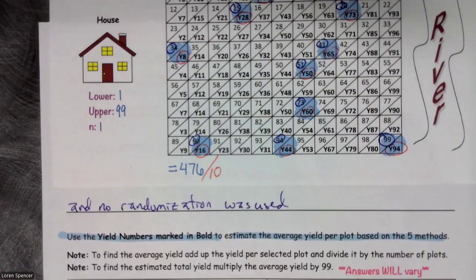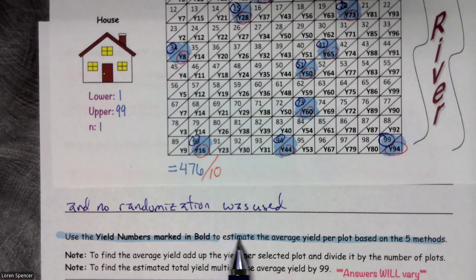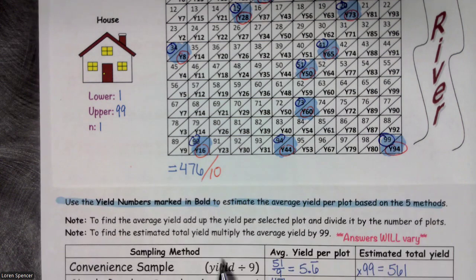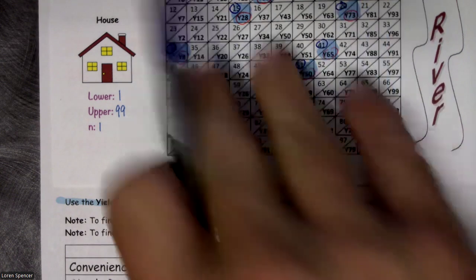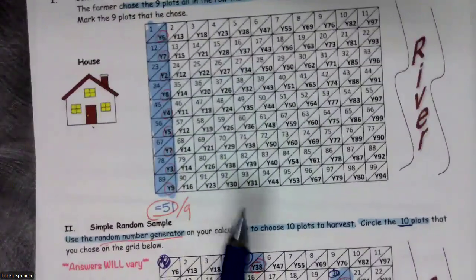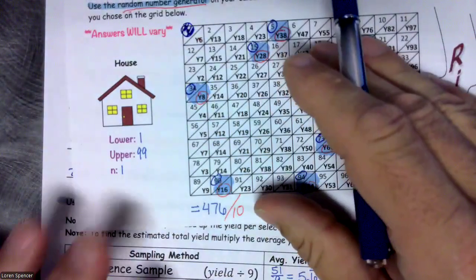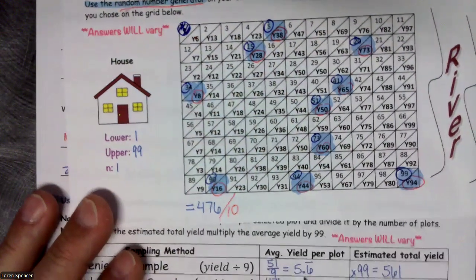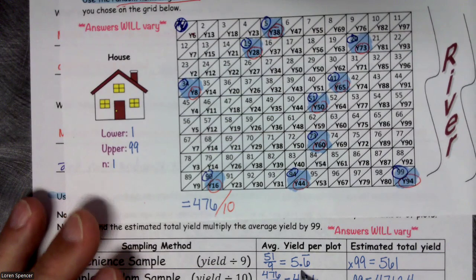So it says use the yield numbers marked in bold to estimate the average yield per plot based on the 5 methods. Well, the first one asks for the convenience sample. All right. And when we calculated the yield, we said, oh, the yield was 51. We had 9 plots. That's why we're dividing by 9.